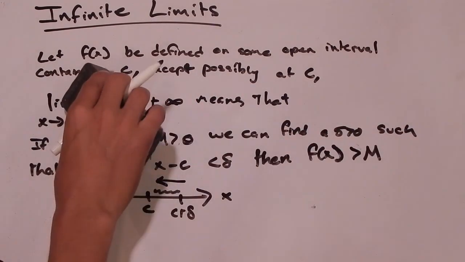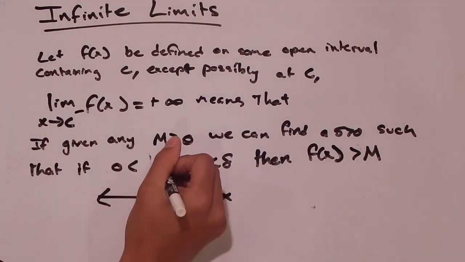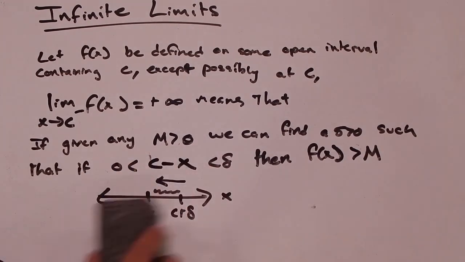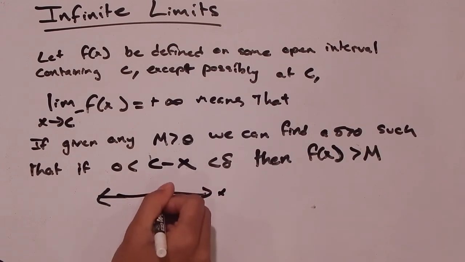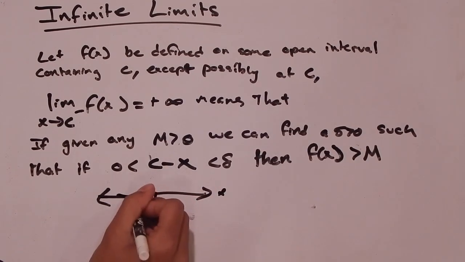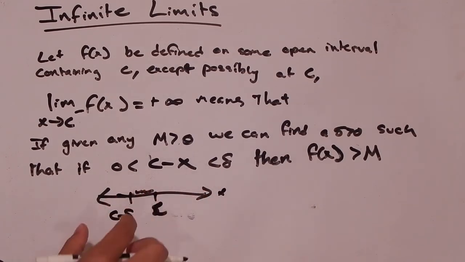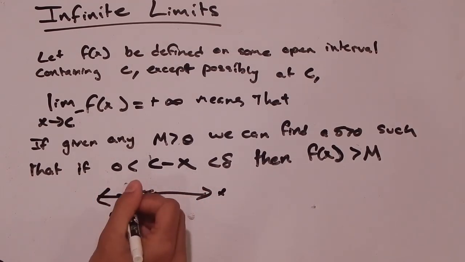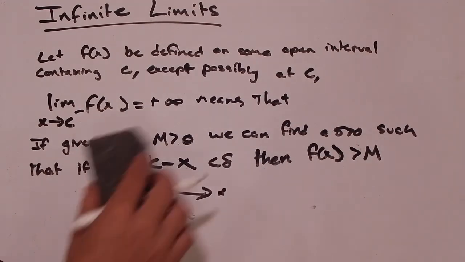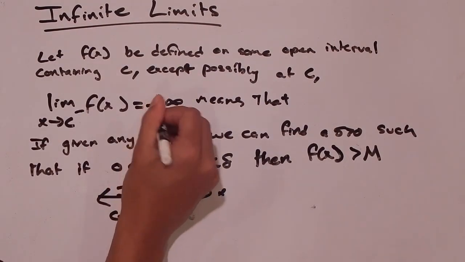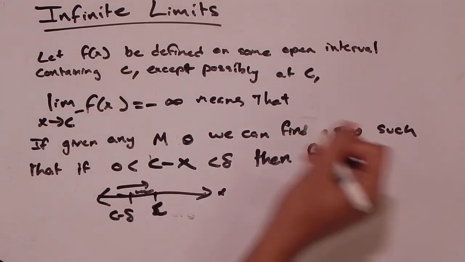Similarly, if we wanted to look at this limit from the left, and this should all be familiar from that epsilon delta stuff we did before, we're going to change this to c minus x, and that means we're going to start looking at x values that come from c minus delta, so we're looking at values here. So as we pick different delta values, we're looking at x values that are getting closer to c from the left side. And similarly, if we wanted to look at this for negative infinity, all we have to do is correspondingly change our inequalities right here.